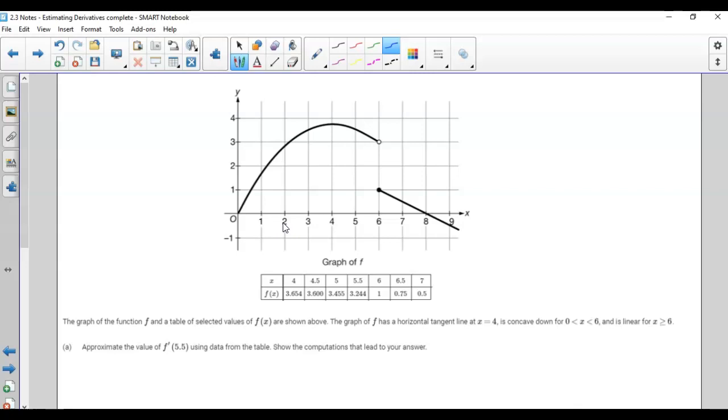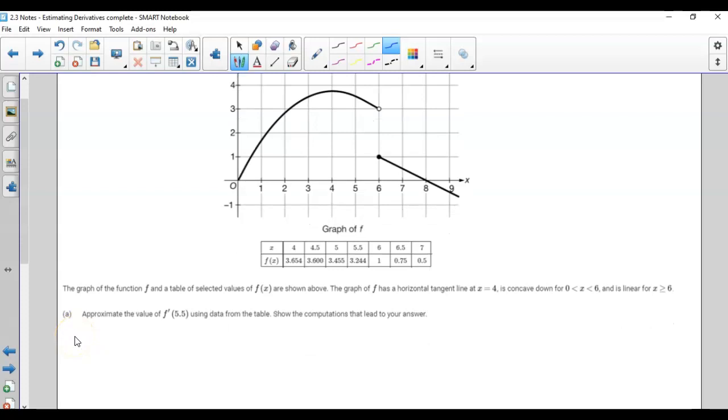The graph of the function f and the table of selected values of f of x are shown above. The graph of f has a horizontal tangent line at x equals 4, is concave down for 0 to 6, and is linear for x greater than or equal to 6. The first thing it asks us to do is to approximate the value of f prime of 5.5, using the data from the table, and show the computations that lead to your answer.